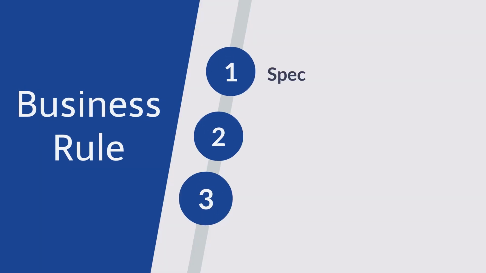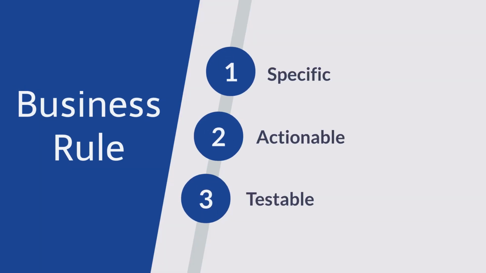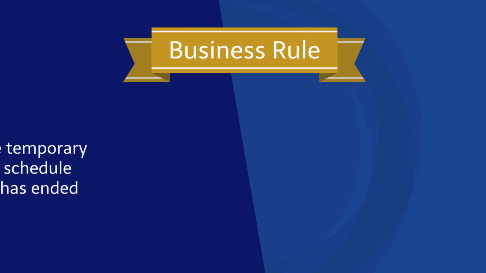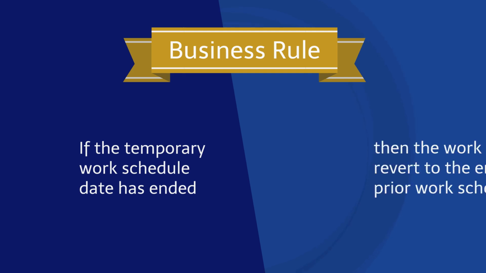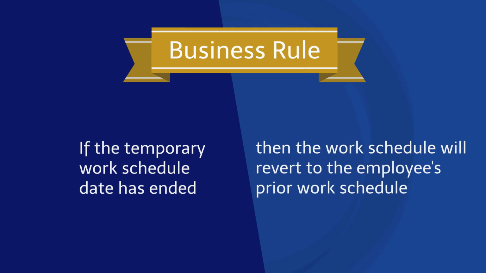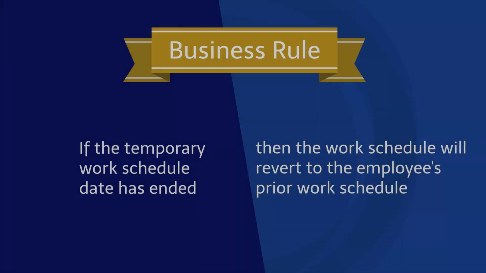A business rule is a specific, actionable, testable directive that is under the control of the business and supports a business policy. An example of a business rule includes, if the temporary work schedule date has ended, then the work schedule will revert to the employee's prior work schedule.